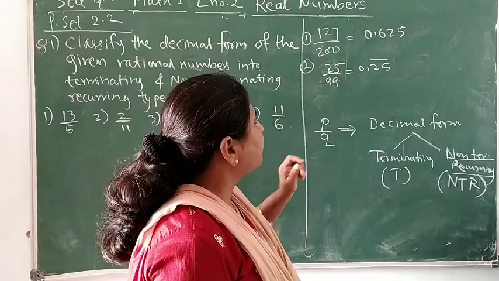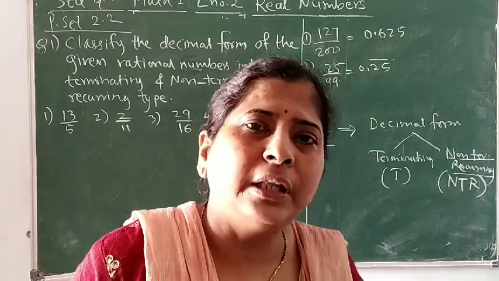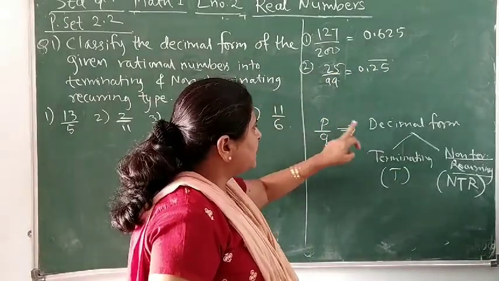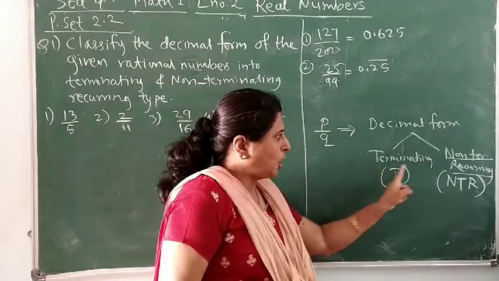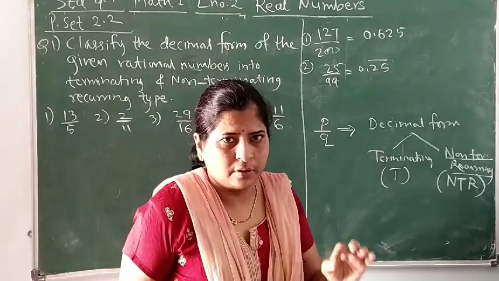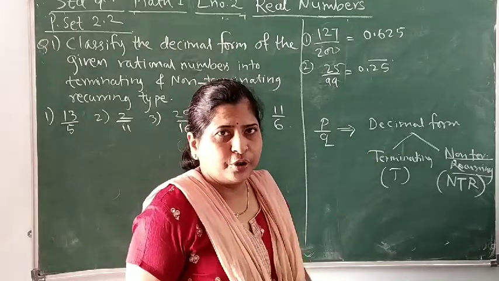Okay, so now we are going to see whether, without dividing or without getting the decimal, we can decide if the decimal form of a given rational number is terminating or non-terminating recurring. How to find this without actual division, that we are going to see.